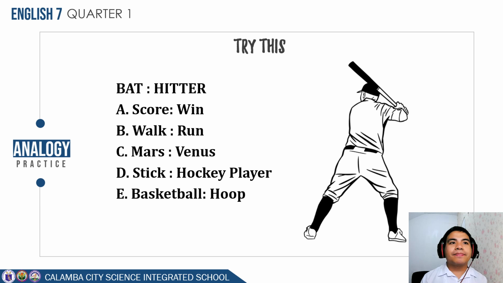Next item. Bat is to hitter as A. Score is to win. B. Walk is to run. C. Mars is to Venus. D. Stick is to hockey player. E. Basketball is to hoop. Are you done? Let's move on.